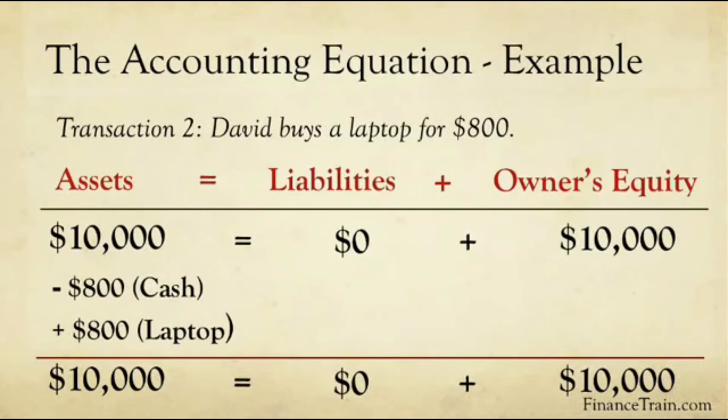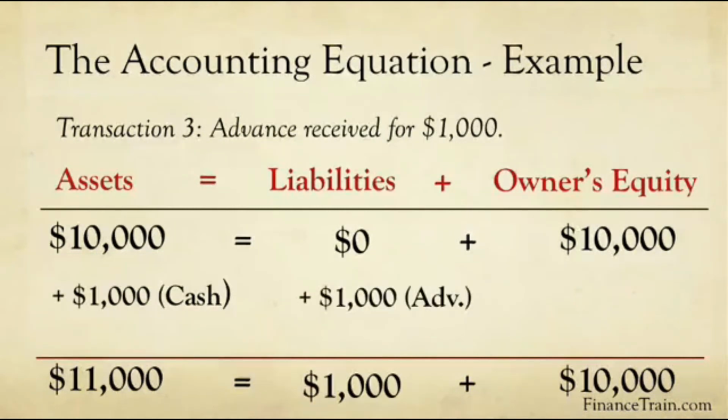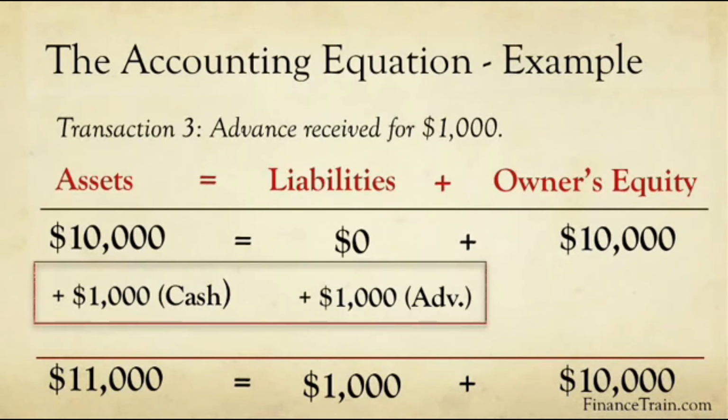The next transaction happens when David buys a new laptop for $800. Both the laptop purchased as well as the cash paid are assets. So, in this transaction, there is an increase in one asset and a decrease in another asset. The third transaction happens when David receives a new order and along with it comes an advance of $1,000. The cash received is an asset. At the same time, since the order is not yet fulfilled, this $1,000 will be a liability.